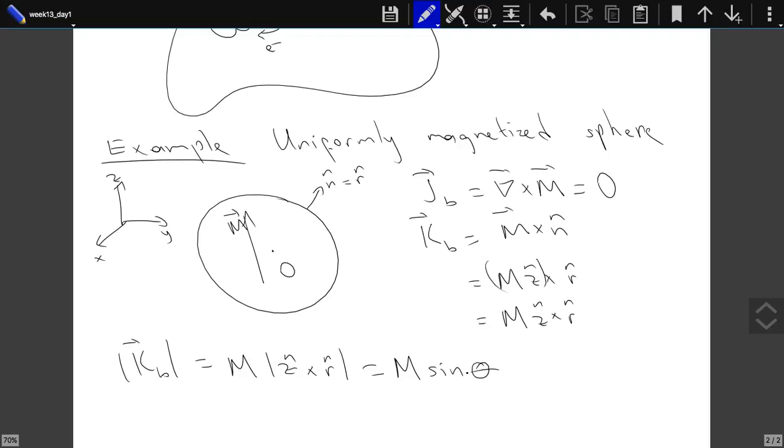At this point over here, this is a sphere, so we can look at this point over here, out of the screen. So this is my r hat. This is my z hat. Z hat cross r hat is now in this direction. So it is rotating around this sphere. Well, that is our phi hat direction. So K_B is actually m times sine theta in the phi hat direction.